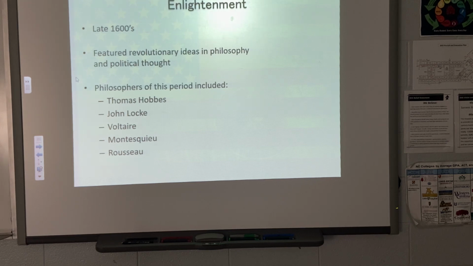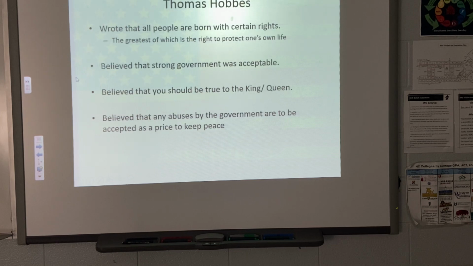All right, so the first Enlightenment thinker that we are going to look at in our notes is Thomas Hobbes. Thomas Hobbes wrote that all people are born with certain rights. This is where we get the idea of unalienable rights or God-given rights. Some would even refer to them as natural rights, the belief that no government has the right to take that right from someone. Again, this philosophical idea is what many of these delegates at the Constitutional Convention were influenced by, because this is big idea 1.2, philosophical ideas and how they impacted the American Republic and the Constitution.